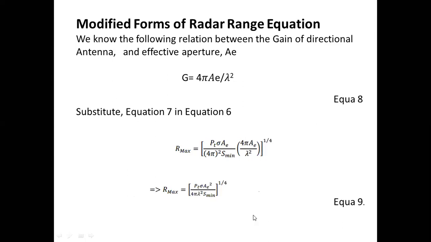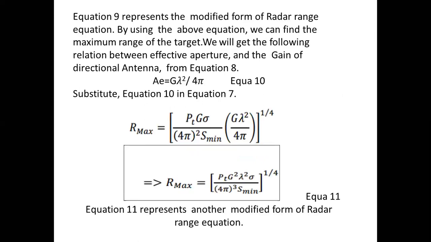(Pt sigma Ae square by 4 pi lambda square S min) whole power 1 by 4. This is the last step. Equation 9 represents the modified form of the radar range equation. So in the previous section we mentioned the gain. Now in this section, the aperture area is nothing but gain into lambda square by 4. Okay. So already you know these types of values.